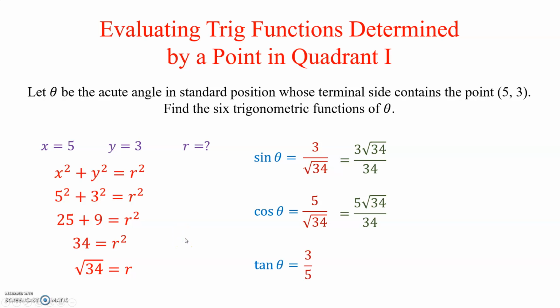Tangent is y over x. No need to simplify because it is already. Cosecant is just a reciprocal, so I wouldn't take the reciprocal of this. I still start with r over y. Done. Same with secant, r over x, and cotangent, x over y.